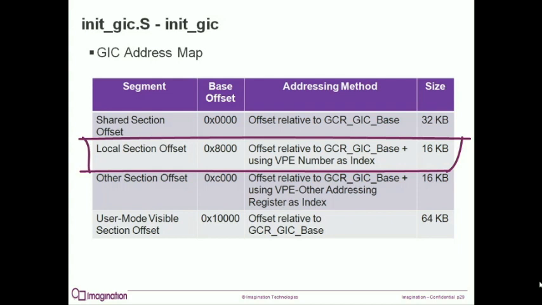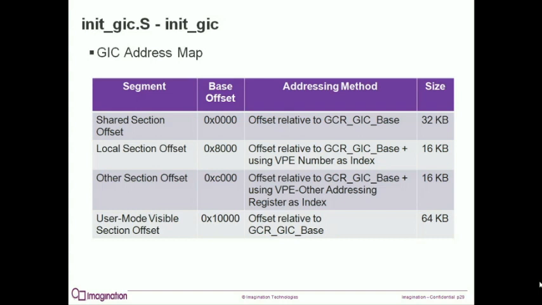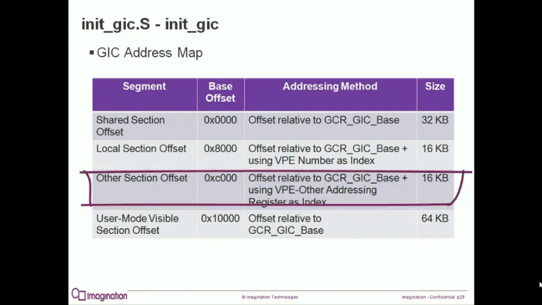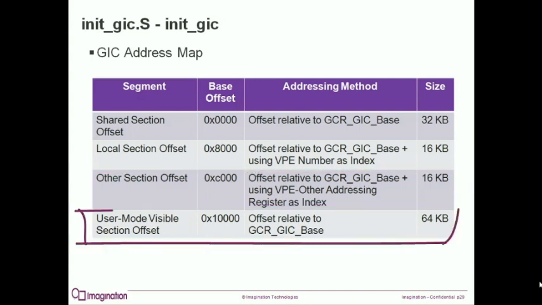Next is the local section, which starts at the base address plus 8000 hex. This is the section in which interrupts local to the processor are registered, masked, and assigned to a particular interrupt pin. The local CPU can access registers of another CPU core by using the core other address spaces. Software must write the other address register before accessing these address spaces.